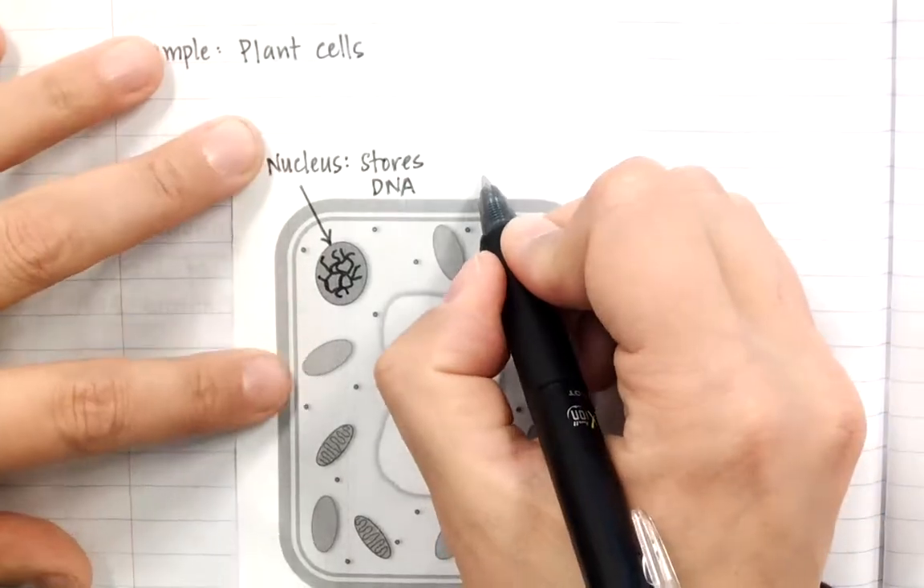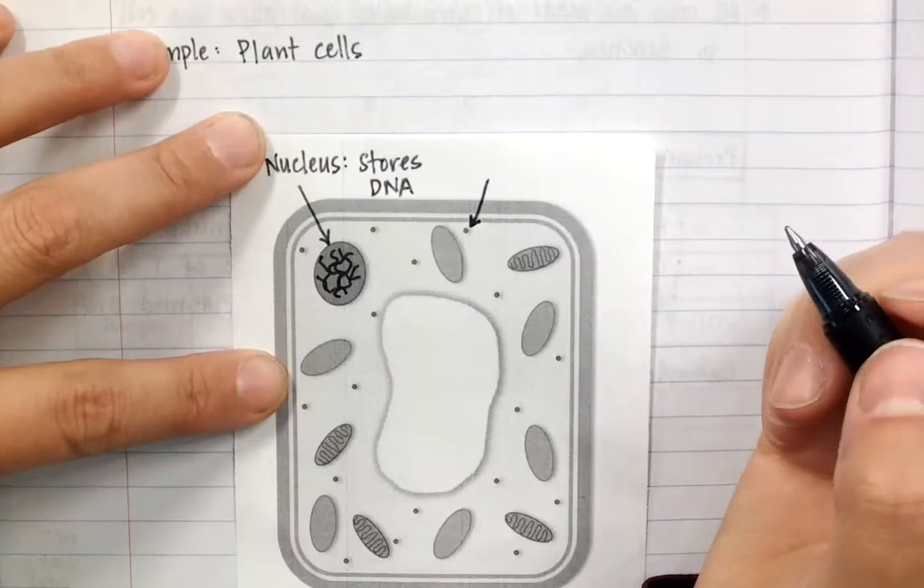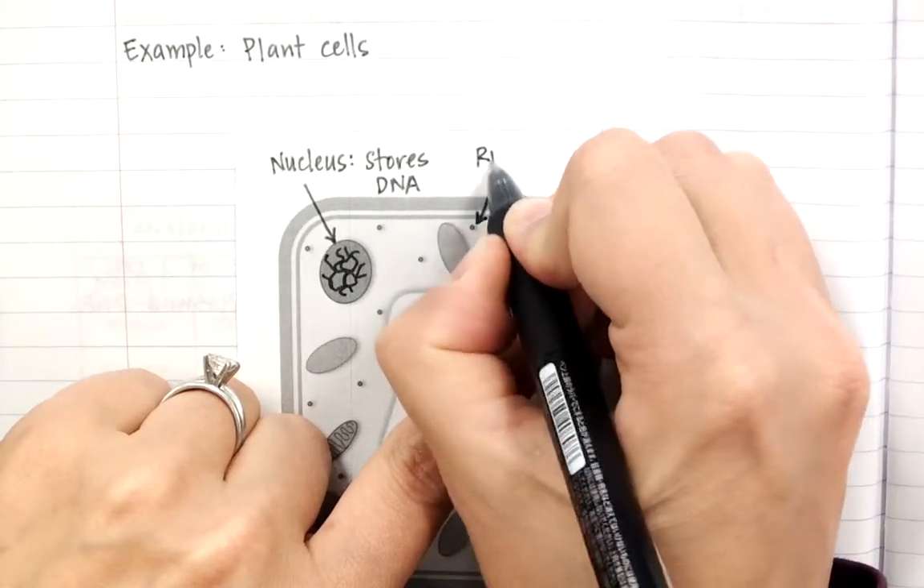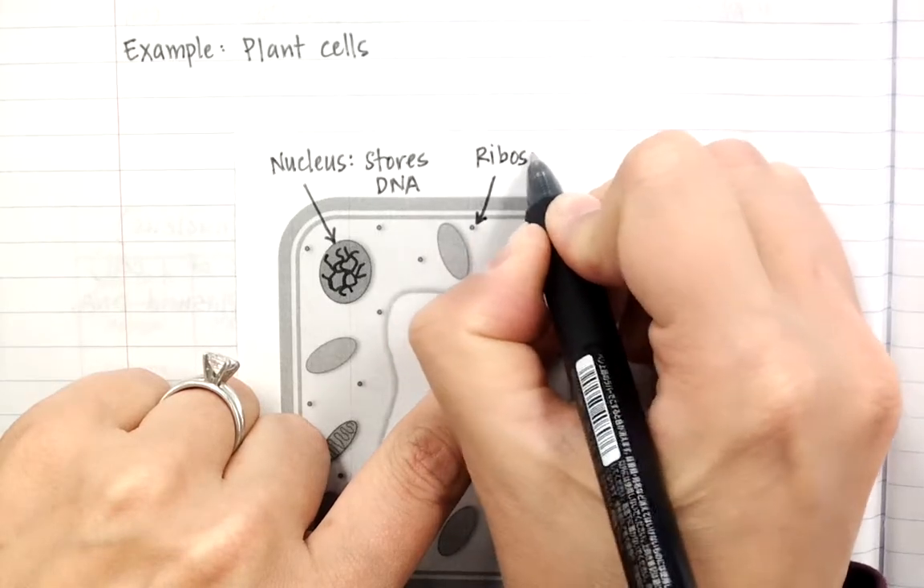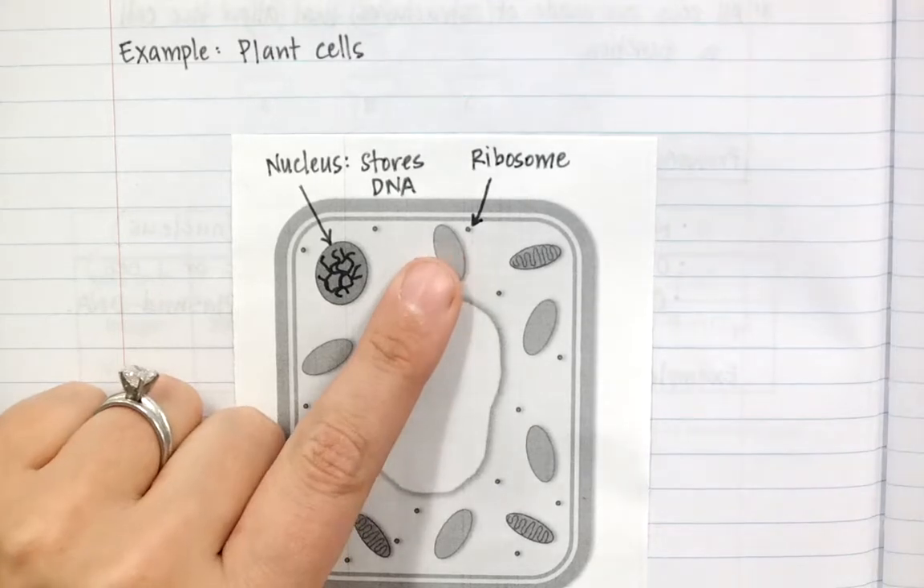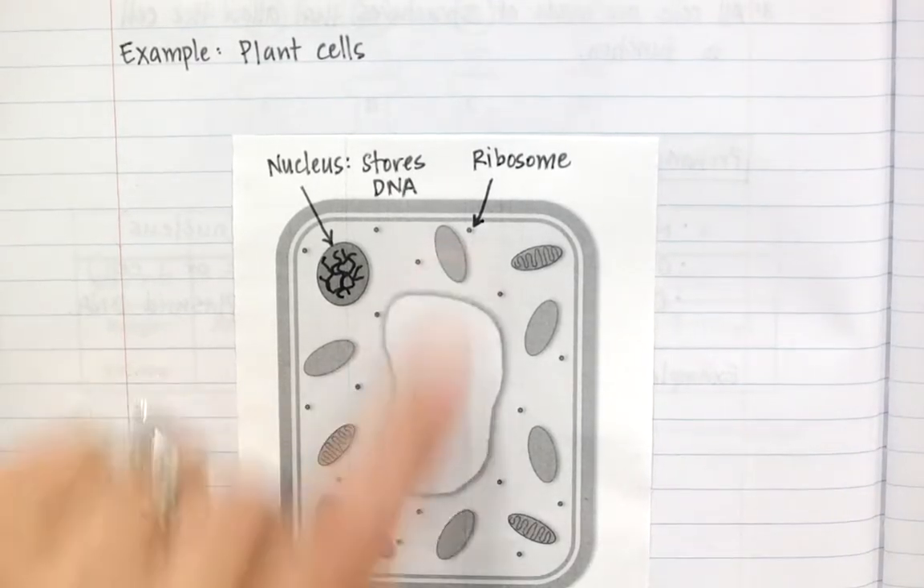The next thing that I'm going to label is this dot. What is this dot? It is a ribosome. So because I've already explained what a ribosome does, I'm not going to put that on here. I'm just going to leave the label.